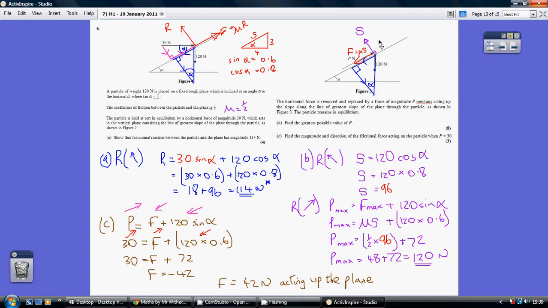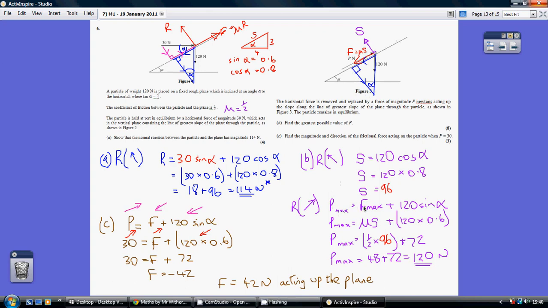Now for part B, again I've got the new diagram here. Check you understand all those forces. I'm calling the normal reaction a different letter because it's a different level of force now. Starting off by resolving diagonally upwards, we've got this normal reaction equaling 120 cos alpha, being this force here, so S is 96.